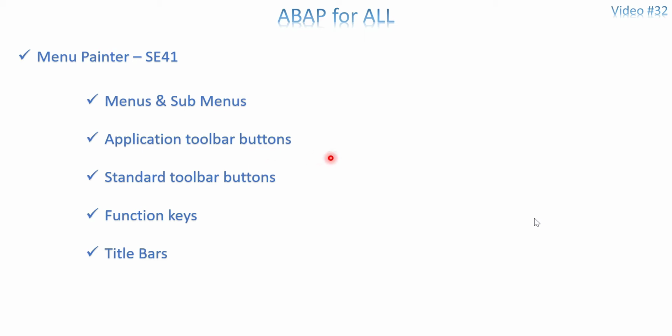And application toolbar buttons is nothing but where you are able to find in SE38 like a pretty printer, pattern, activate, check. Those are called application toolbar buttons. Okay, that is application toolbar, and what are the buttons over there? That is called application toolbar buttons.